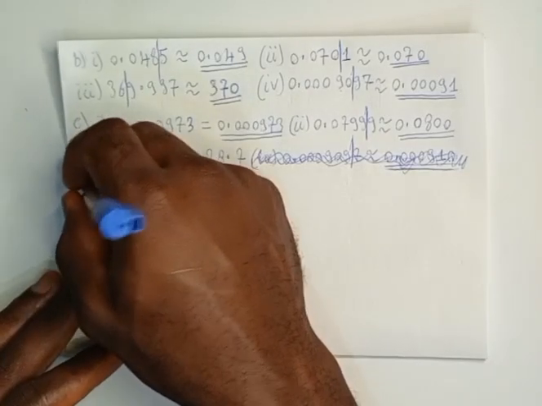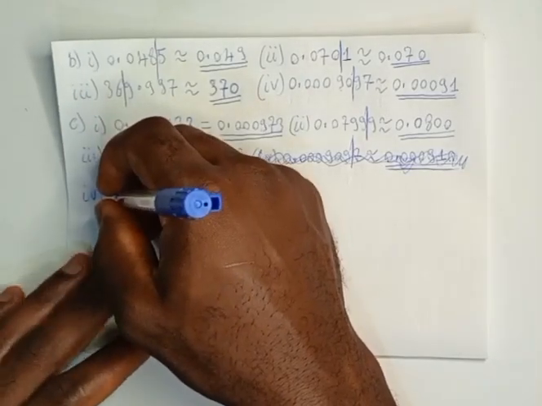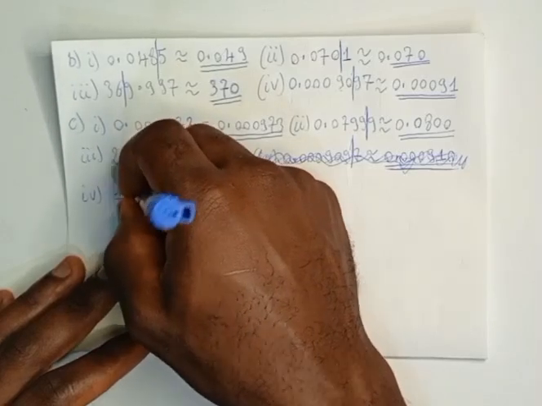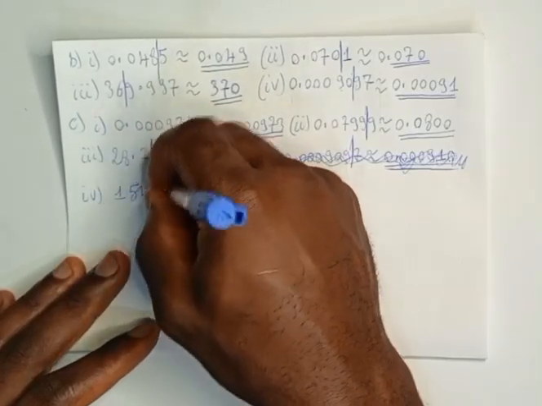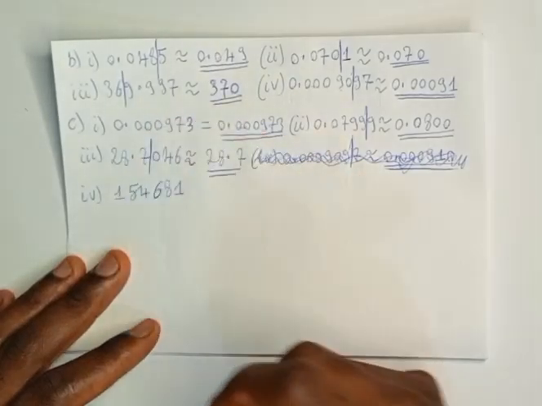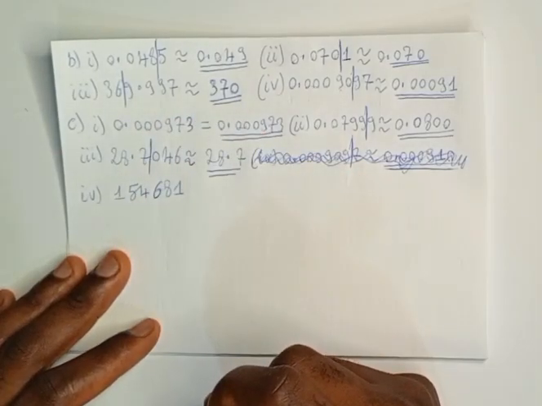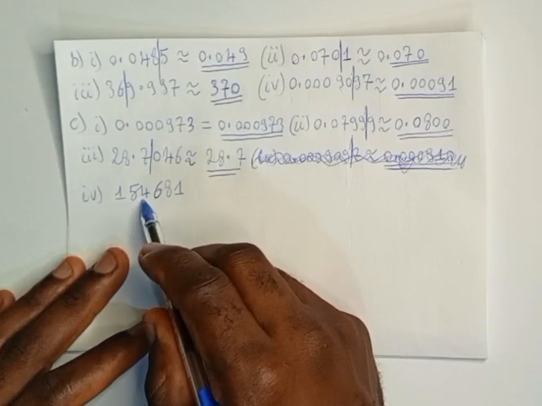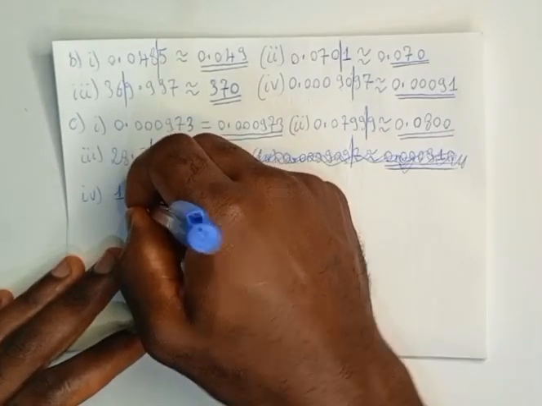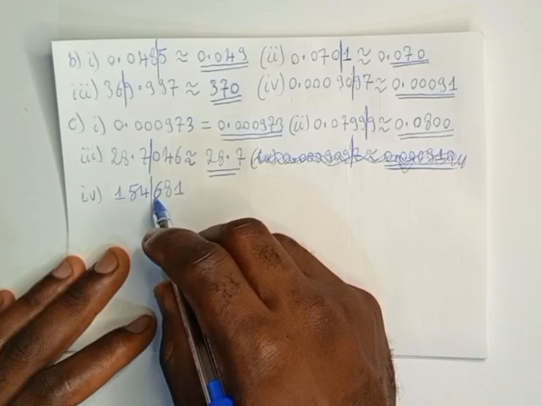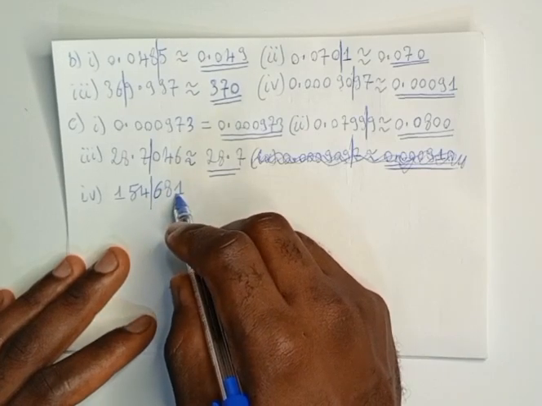For IV, we have the number 154,681. We have to write this number to three significant figures. This is the first, this is the second, this is the third. We have to round off between the third and the fourth significant figures. Then we replace all these other digits with zeros.